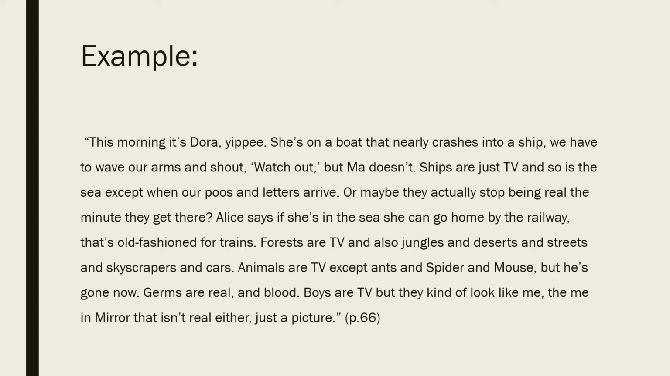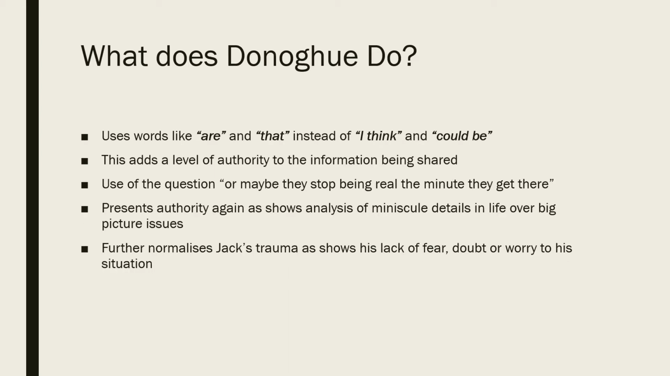Just a picture. In this passage, we see Donoghue using assertive language to showcase to readers how normalized this traumatic situation is for Jack. She uses words like are and that instead of I think and could be, adding a level of authority to the information being shared. The assertion that comes from these words highlights just how normalized this trauma is for Jack, as he can explore his surroundings without doubt or fear.